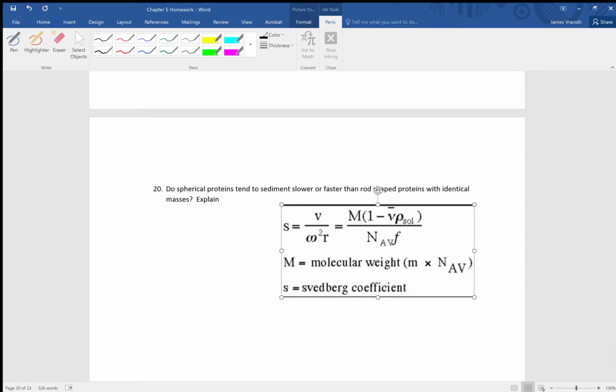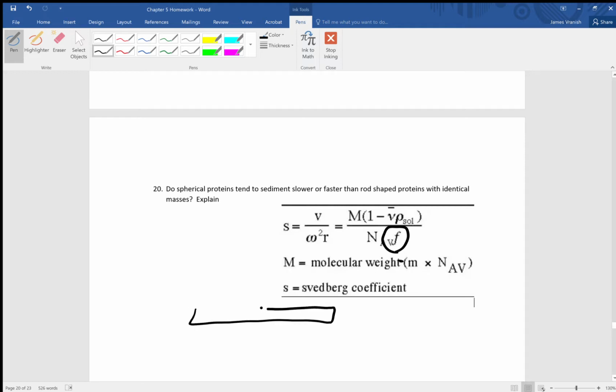Well, the component that we're really interested in for this problem is the frictional coefficient right down here, F. Alright, so shape determines the amount of friction that that protein is going to experience as it's moving through the centrifuge tube. Now, proteins that are more elongated, as you might imagine, are going to have more surface area to be able to interact with liquid.